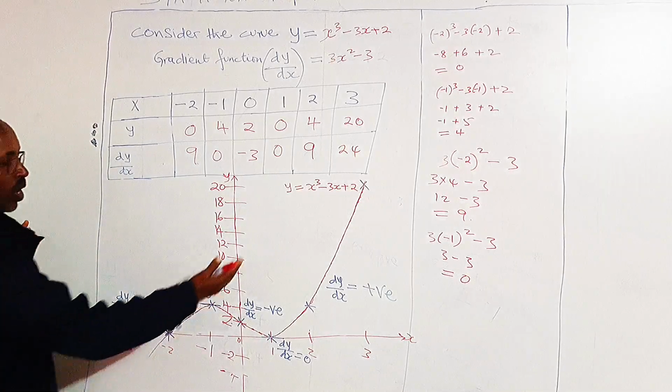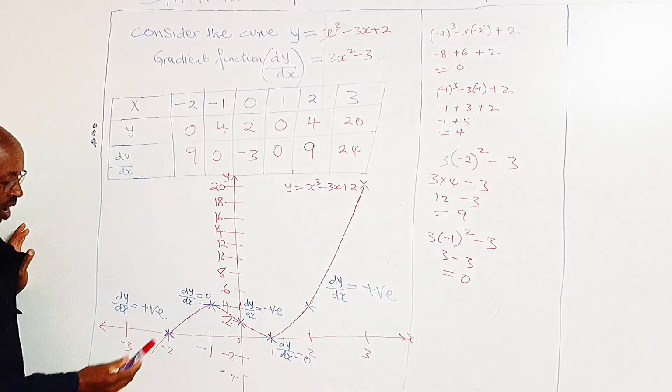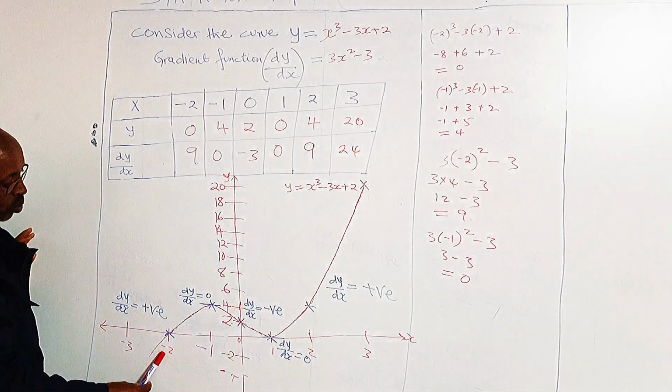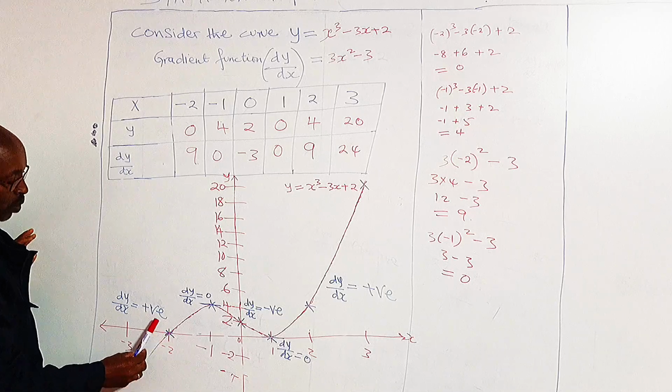From our graph, y equals x cubed minus 3x plus 2, we'll have, when x is negative 2, our y is 0. And our gradient is positive 9.